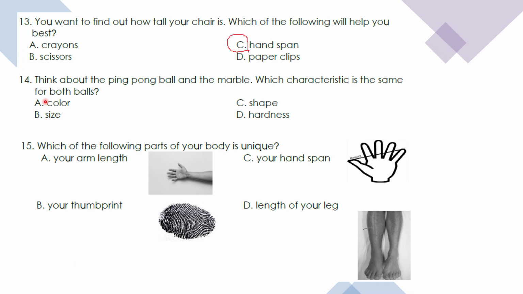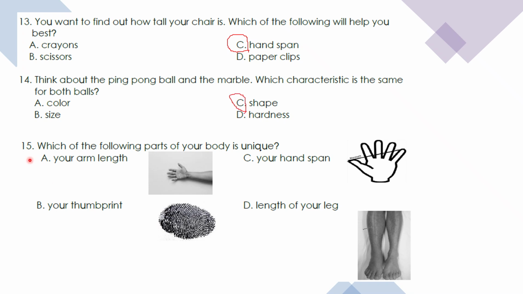Next, number 14. Think about the ping pong ball and the marble. Which characteristic is the same for both balls? A. Color, B. Size, C. Shape, D. Hardness. What is your answer, kids? Alright, they are both circle, round. It's letter C. Shape.